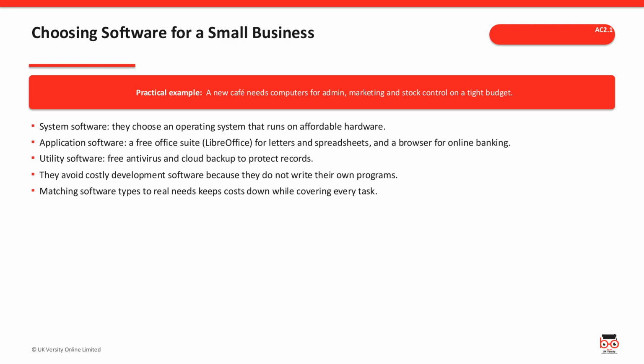Let's make this concrete with a new cafe, setting up computers for admin, marketing, and stock control on a tight budget. For system software, they pick an operating system that runs happily on affordable hardware. For applications, they choose a free Office suite like LibreOffice for letters and spreadsheets, plus a browser for online banking, and for utilities, they add free antivirus and cloud backup to protect their records. They skip costly development software because they're not writing their own programs. Matching the software to real needs keeps the bills down while still covering every task.